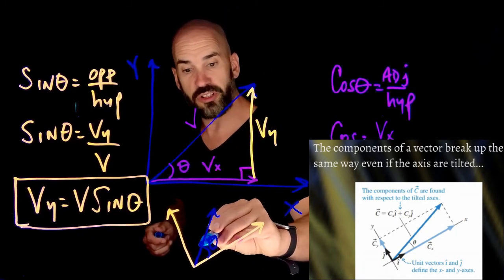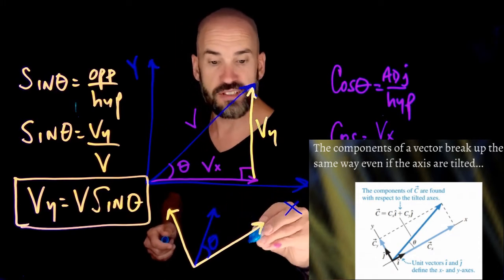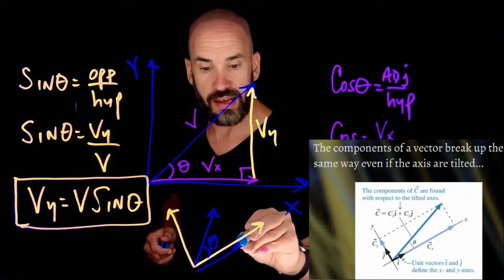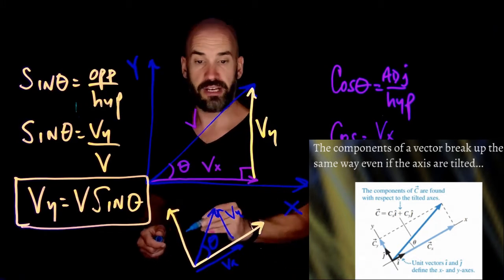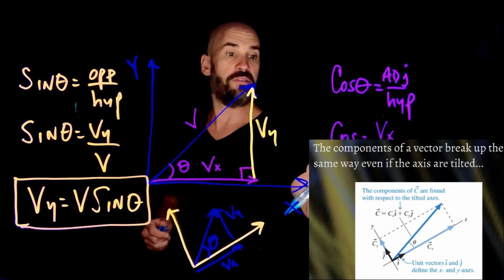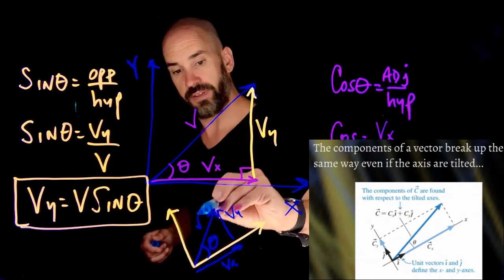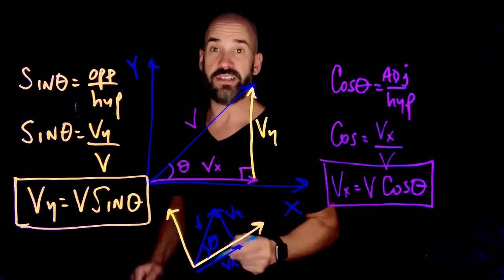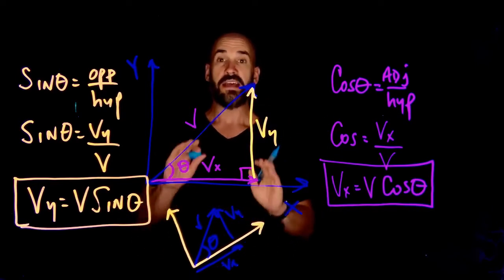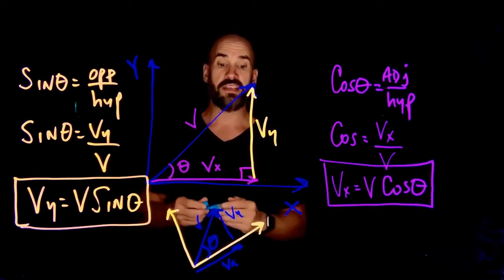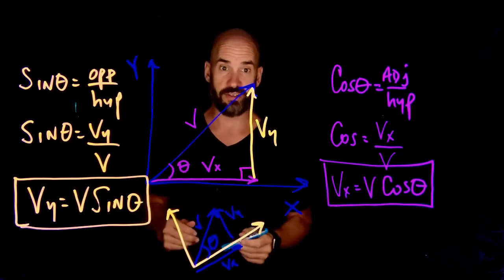If now we just call that theta instead, we still know that the x and y components break up the same way. Vx will still be V cosine theta, if this is V, and Vy will still be V sine theta. Piece of cake, super easy. This is important because sometimes it makes sense to tilt the coordinate system.